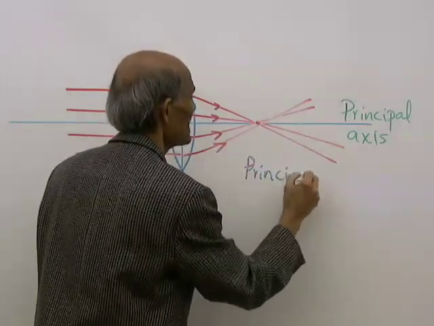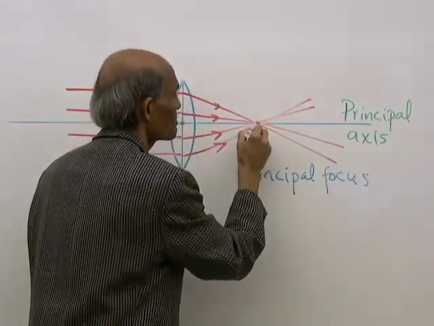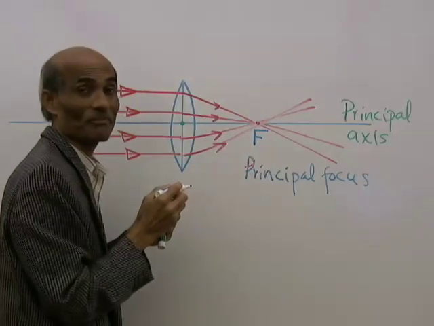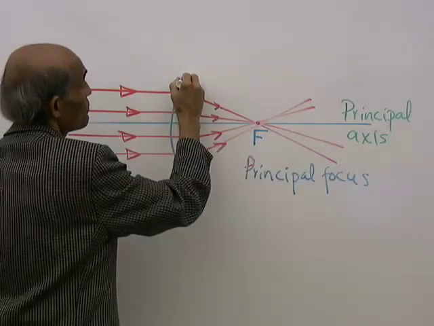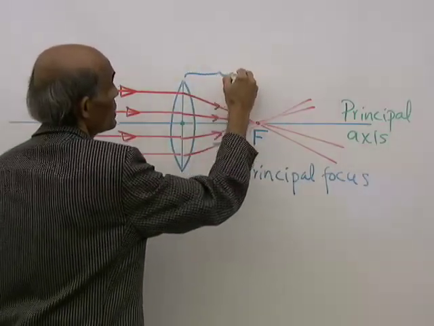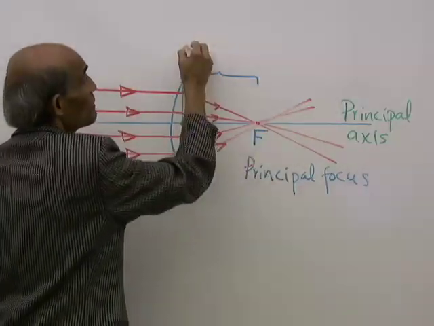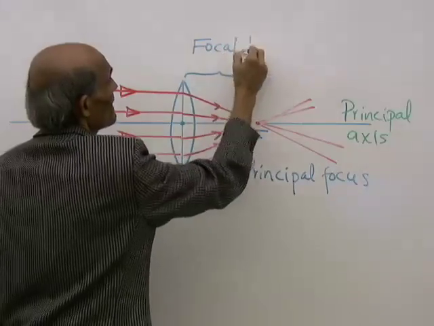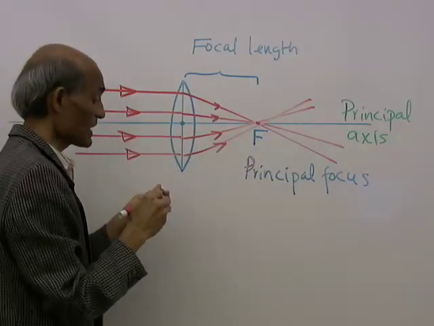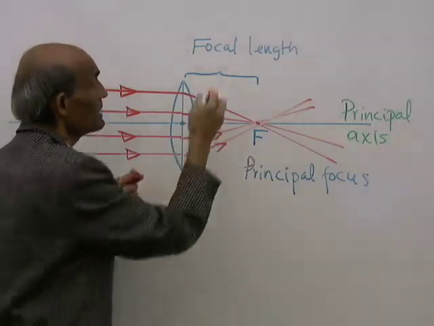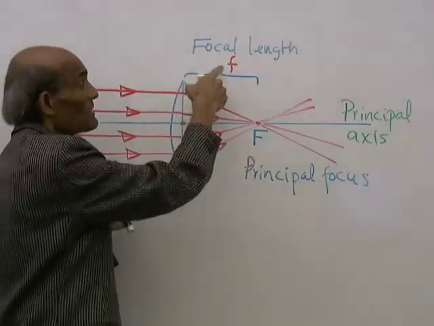A lens has a principal focus, and we generally represent that by the uppercase F. And if you now measure the distance from the center of the lens to the principal focus, this distance is called the focal length of the lens. And the focal length is represented by the lowercase f.